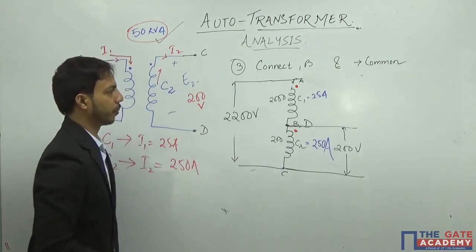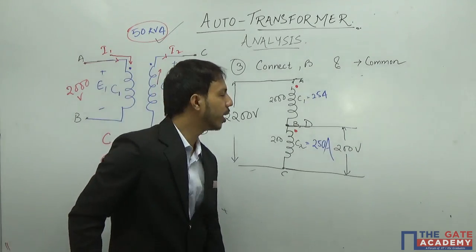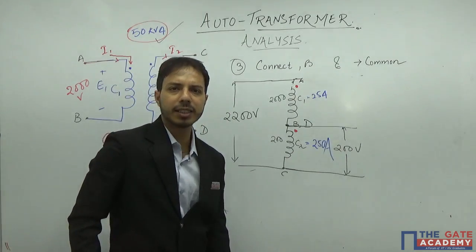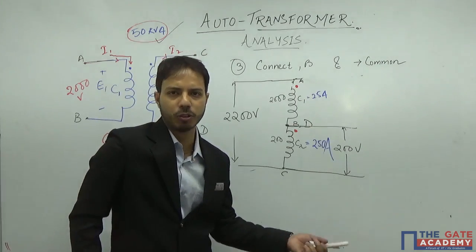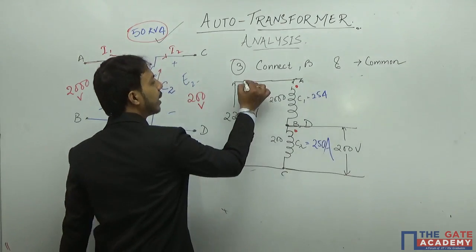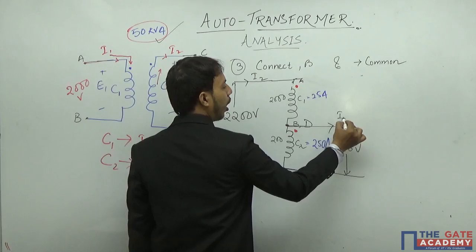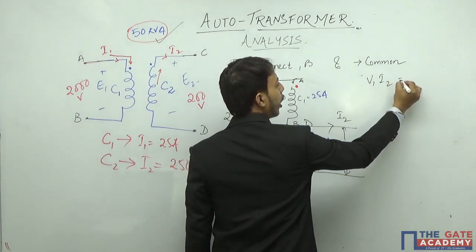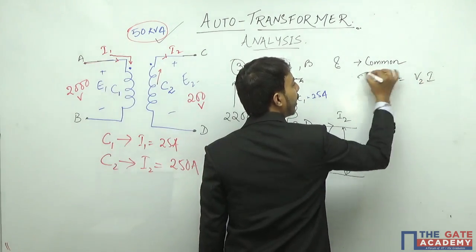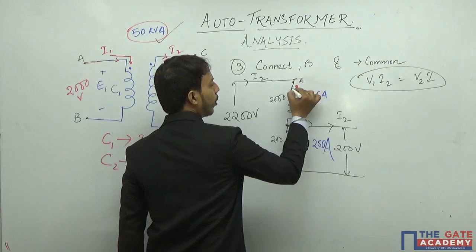This is my output. Now in this case, let us see how to find out the kVA rating. The kVA rating is nothing but input current into input voltage, or output current into output voltage. Let us say this is I1 and this is I2. So my kVA will be V1 I1 equal to V2 I2. So I can calculate any of them. The calculation is simple, you see.